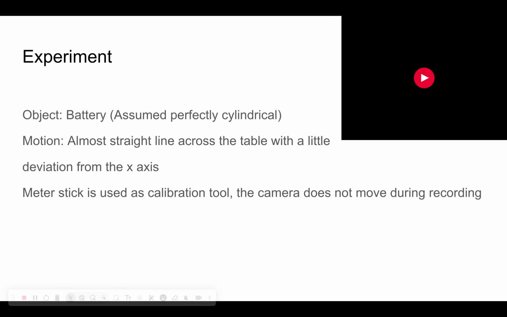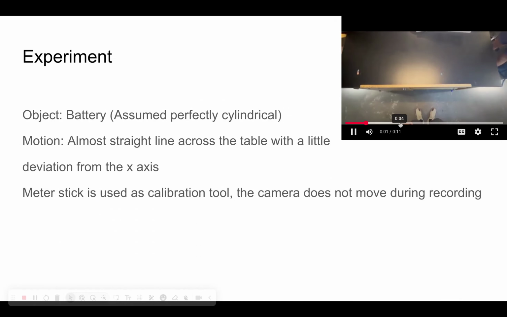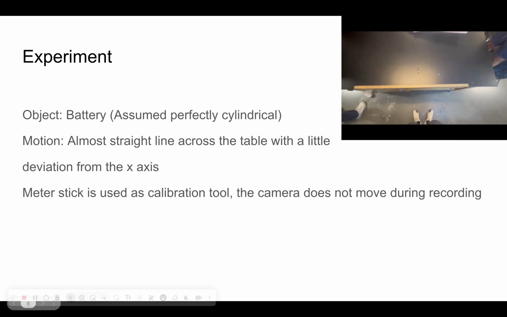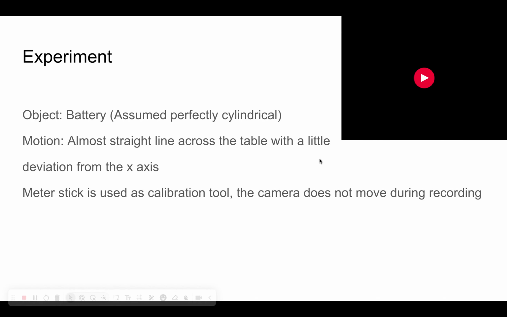So for our experiment, we placed the object on a pretty flat surface, and we recorded it moving across the screen at a constant speed. To calibrate it, we placed a meter stick in the frame, and we set it equal to 1 meter, so the tracker can calibrate. So this is our experiment. Basically, it starts from here. We blow on it, and it moves across the screen. And ideally, we're assuming that the camera doesn't really move.